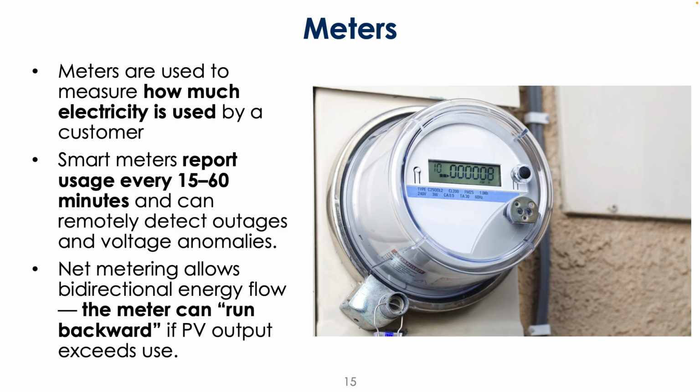I'll also note that these meters can run backwards. In other words, if you are injecting energy into the grid, the meter will go in the opposite direction and count what you are contributing. That's called net metering, and it's going to be an important concept, particularly in California. And why is that?